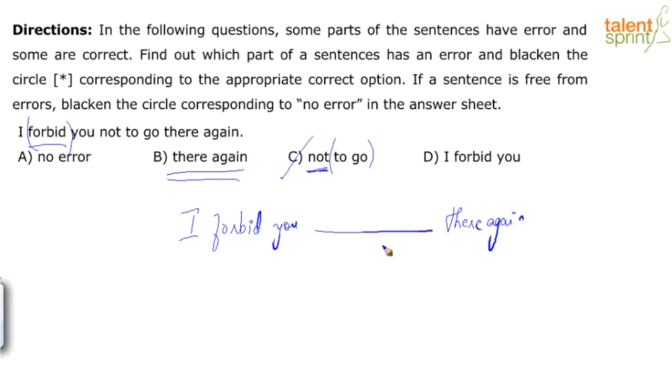Is there any other way in which you can write it? I forbid you, not of, from. Right? I forbid you from going there again. That's it. Yes. From going. Yeah. So anyway, the error is in part C.